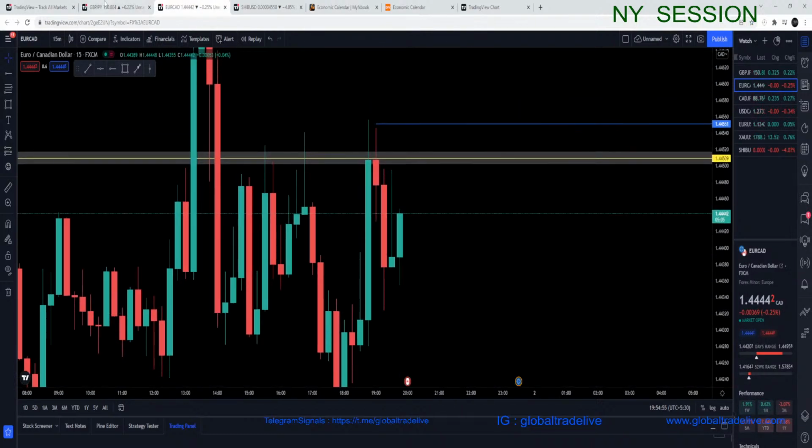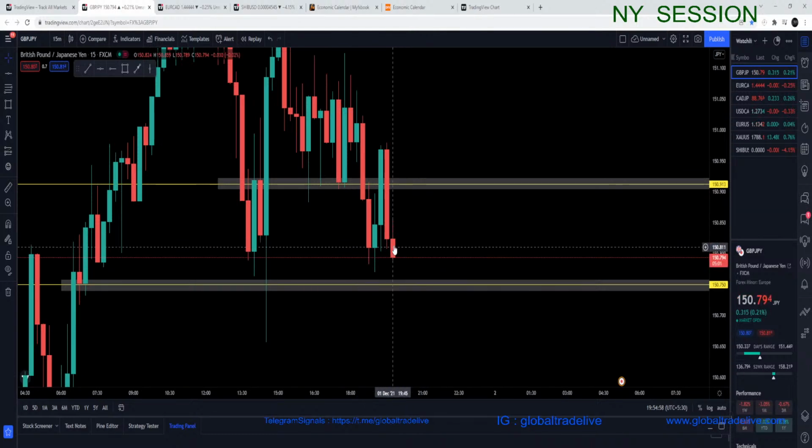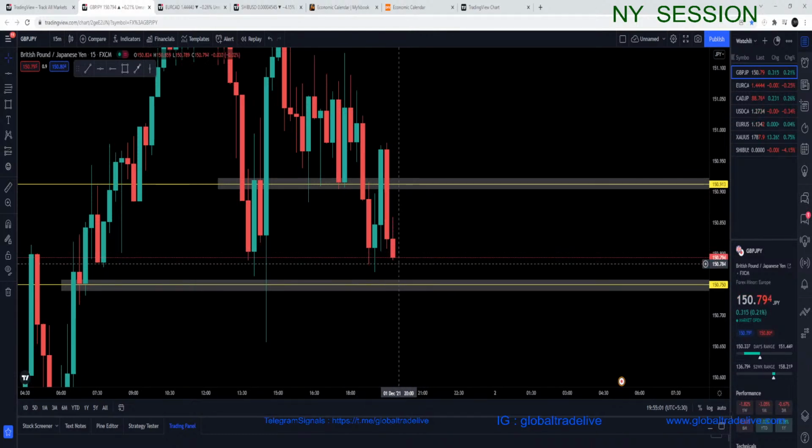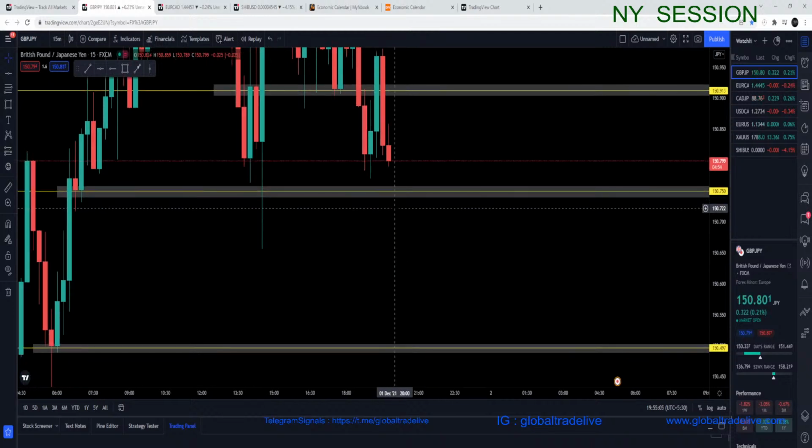Okay, EuroCAD is moving up. GBP again moving down. Got 5 minutes left over here for this candle to close. So let's hope that this 5-minute candle closes below this area, so that I can take the sell trade in the next candle. And also after 5 minutes there will be NY open.